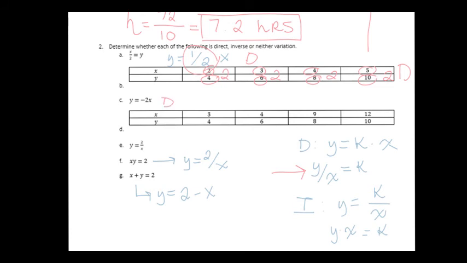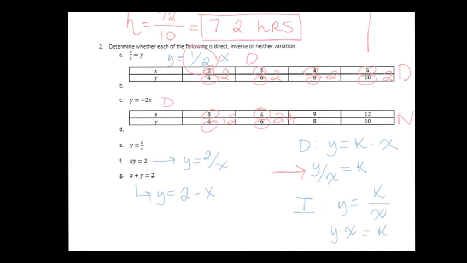On part D, I'm going to do this test of comparing y and x. So 4 over 3 is not the same as 6 divided by 4. And likewise, 4 times 3 is 12, where 6 times 4 is 24. So since that doesn't satisfy the relationship for direct or inverse, that's a neither.